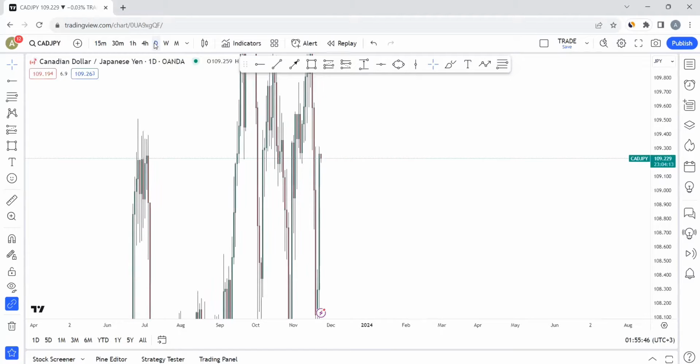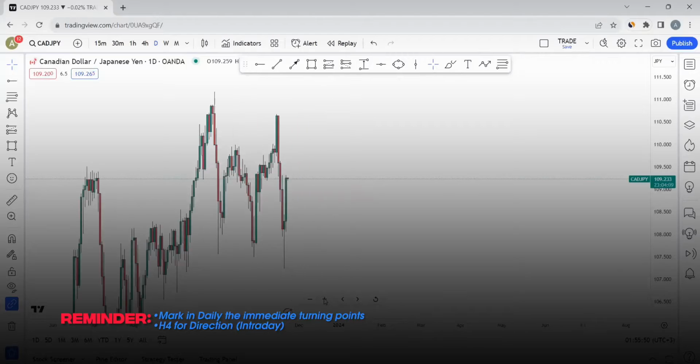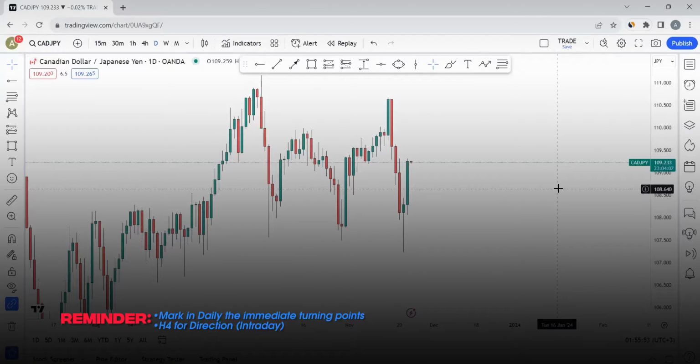Remember, let me just remind you, the first thing you're supposed to do is to mark in daily the immediate turning point. Then you go to the H4 for direction. How is the market moving? If it's moving upwards, let it first touch the upper level you've marked. If it's moving down, let it first touch the lower level that you've marked, right?